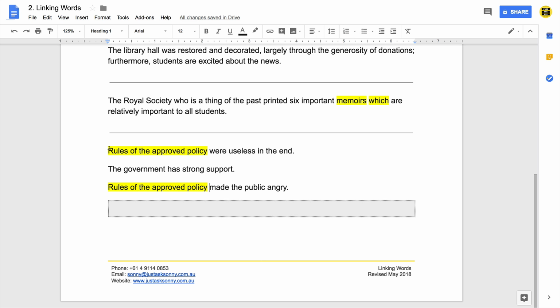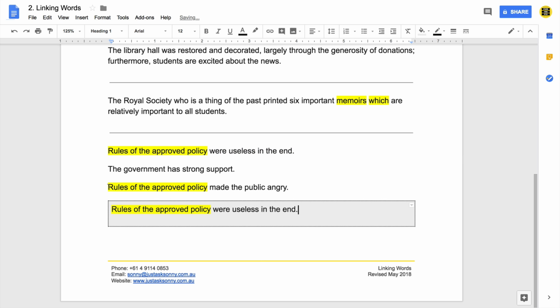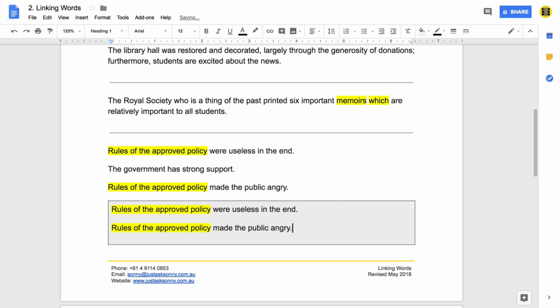So I'm going to copy these sentences and put it in the box below first. Okay, so one here and then one here. Okay, and then one below here. So because these 2 sentences share the same noun, what do we do with them? So we'll just take the bottom one, and remember, we'll take it and change it to the relative pronoun. Now we have to ask ourselves, is this a person or a thing? Well, rules of the approved policy cannot be a person. So if it is a thing, we would just use which.